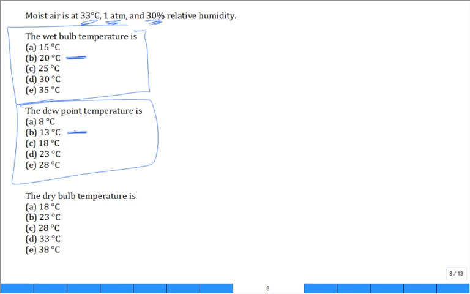Dry bulb temperature is... You're ready to answer this one. Your hand was up fast. Don't overlook the obvious. So, yeah, right here. What's that giving you? 33 degrees C. They're telling you the dry bulb temperature. All right, very good. You're done for the day here.